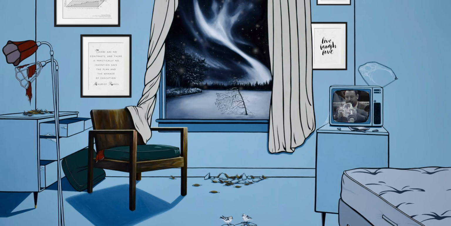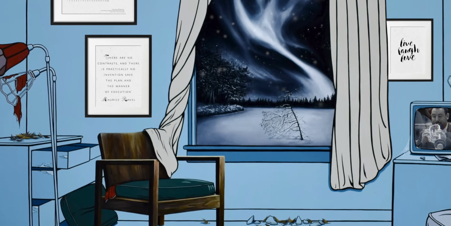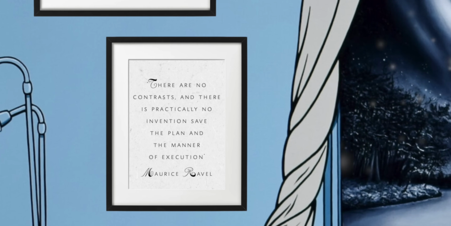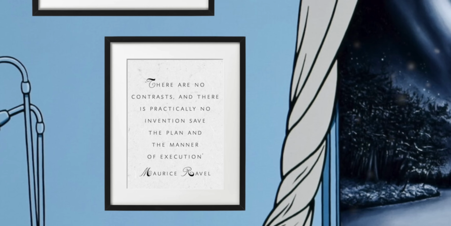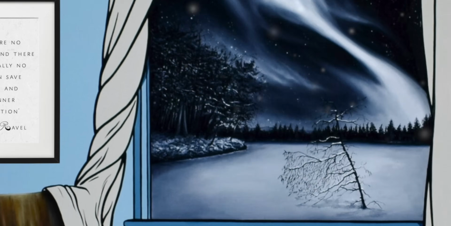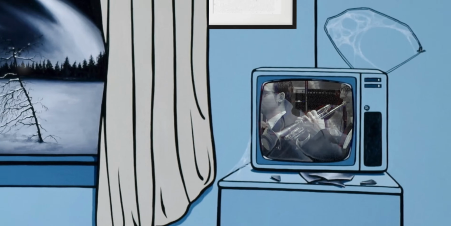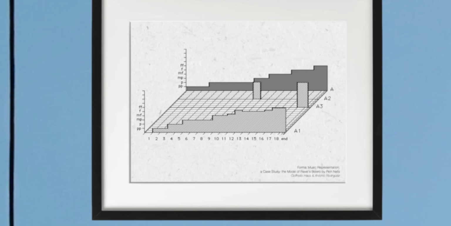As Ravel put it before the first performance, there are no contrasts, and there is practically no invention save the plan and the manner of execution. So what was Ravel's plan? His idea was to create one enormous orchestral crescendo, transforming the hushed and almost inaudible sounds at the beginning into a monumental orchestral tutti at the end.